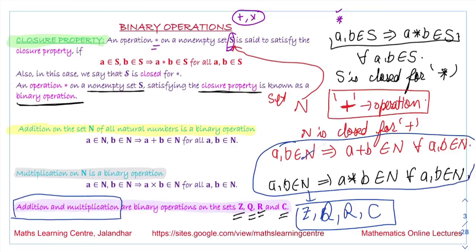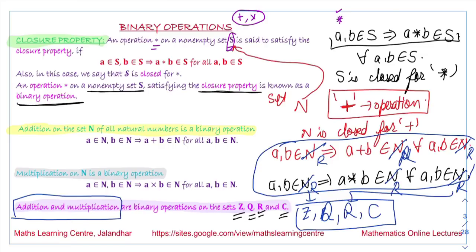If I replace N with R, I am saying A plus B also belongs to R, and this holds for all real numbers A and B. It means that addition and multiplication operations are closed on the set of real numbers. Likewise, we can prove this result for all these sets.